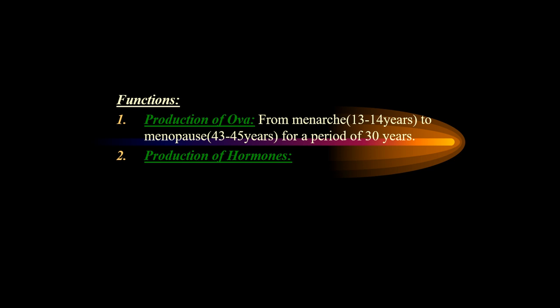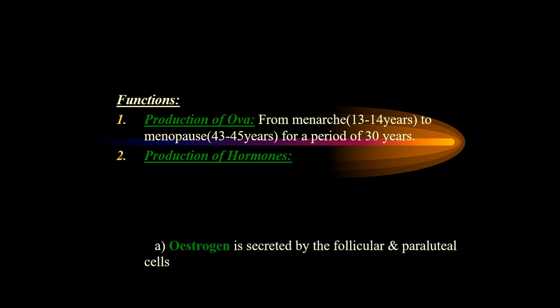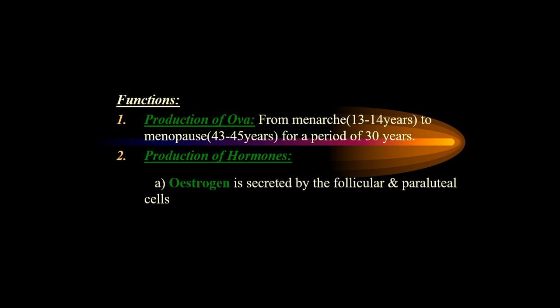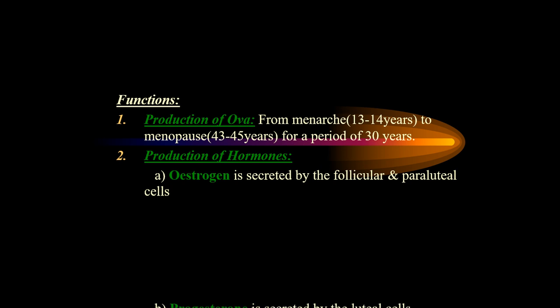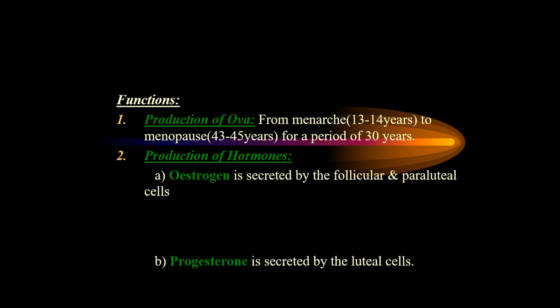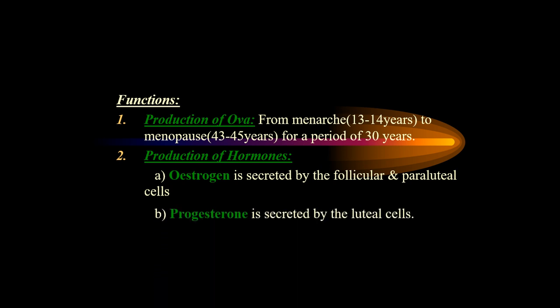Okay, the second function of the ovaries is the production of the hormones. So this is a very important site where there will be production of the estrogen as well as the progesterone. The estrogen will be secreted by the follicular as well as the paraluteal cells, and the progesterone will be secreted by the luteal cells. Details about that will be dealt with in the histology part as well as in the physiology.